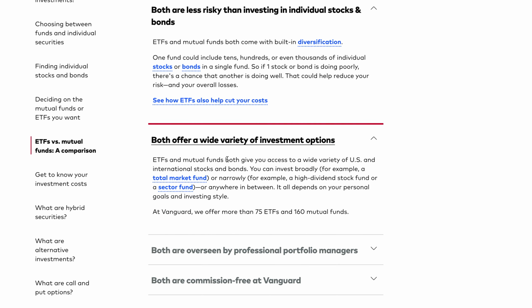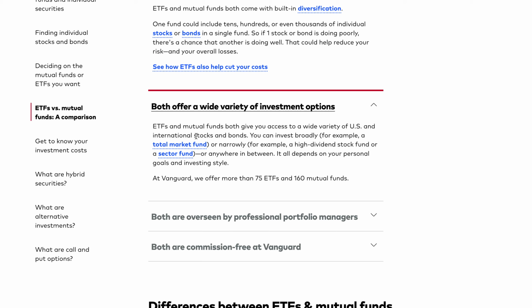Now, both offer a wide variety of investment options. So ETFs and mutual funds give you access to a wide variety of US and international stocks and bonds. You can invest broadly, for example, in a total market fund or narrowly picking a specific sector or specific criteria such as investing for high dividends. It all depends on your personal goals and investing style. So just remember, like I said before, we're going to be looking at which of these ETFs might be best for you depending on your own personal goals and investing style. Everybody is different.